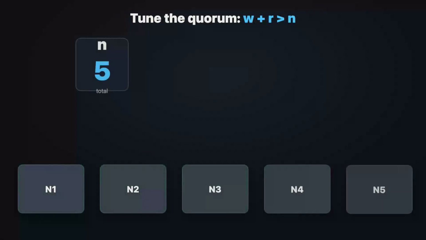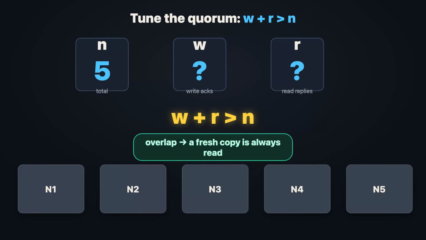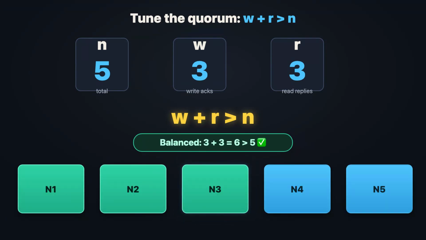Now the last piece, that majority number doesn't have to be a majority, you can tune it. Call N the total replicas, W the nodes that must acknowledge a write, and R the nodes that must respond to a read. The golden rule is W plus R greater than N. That overlap guarantees at least one node in every read also saw the latest write, so a fresh copy is always in the room. With 5 nodes, balance means W equals 3 and R equals 3. 3 plus 3 is 6, greater than 5, so it holds.